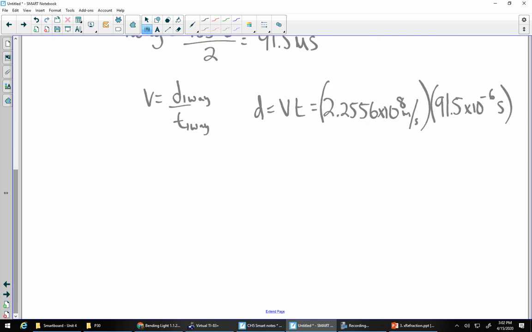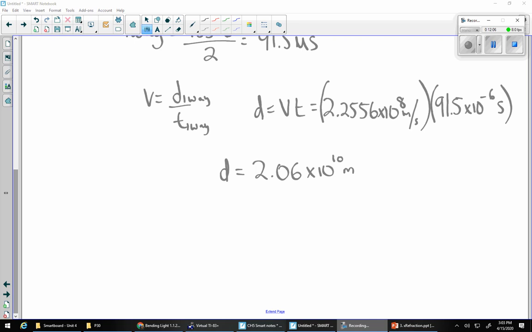You'd expect it's light. You'd expect it's going very fast, regardless if it's a little bit less fast than through air, but you'd expect a pretty big distance. So 2.06 times 10 to the power of 10 meters. So in 91.5 microseconds, it goes a ridiculously long distance, which is, well, it's expected.